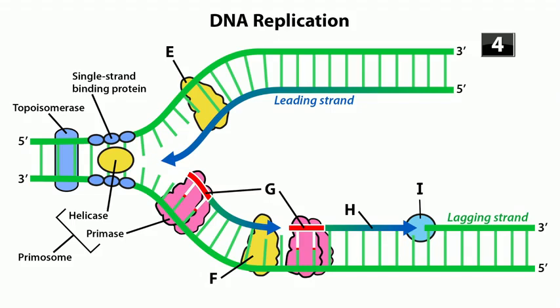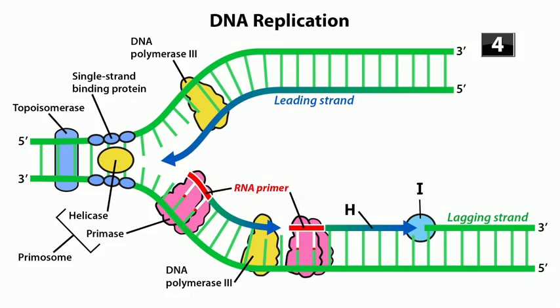And those help to stabilize DNA until a complementary strand can be synthesized. E is DNA polymerase 3 on the leading strand. And then F is also DNA polymerase 3 on the lagging strand. And again, in prokaryotes, the same type of polymerase, DNA polymerase 3, builds both the leading strand and the lagging strand. And then G is the RNA primer on the lagging strand, which is made by primase. H is an Okazaki fragment. And I is DNA ligase.